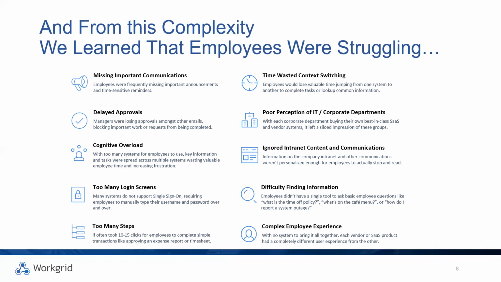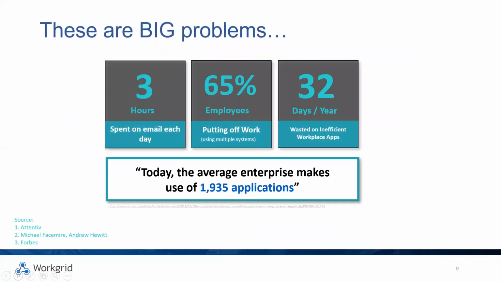So these are the problem statements. I'm sure everyone's looking at this and going, yeah, we have at least a few of these, if not all of these, in our own organizations. So what do those problems lead to, right? It's lost productivity. Employees are delaying tasks, they're wasting time. We're adding more and more applications to the stack every single day. So how do we solve for this?